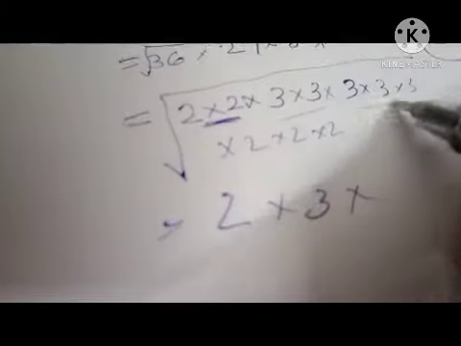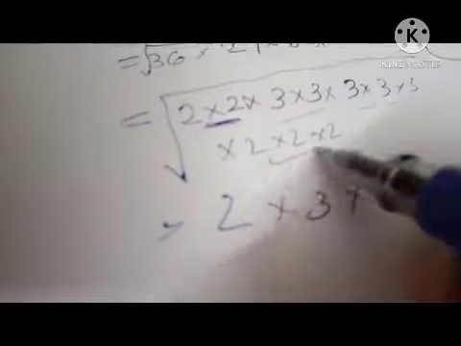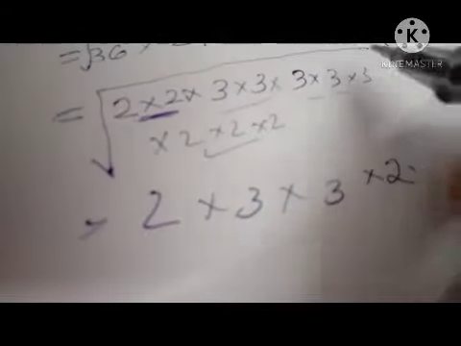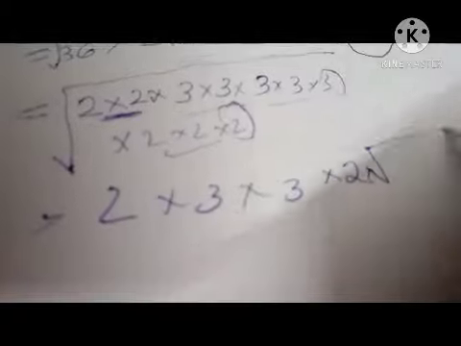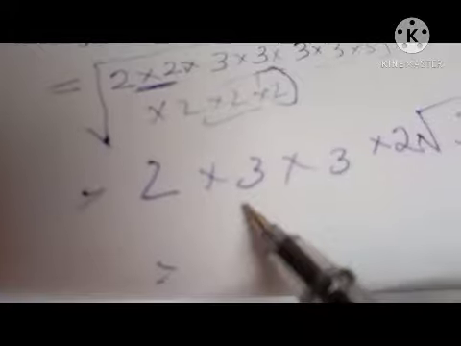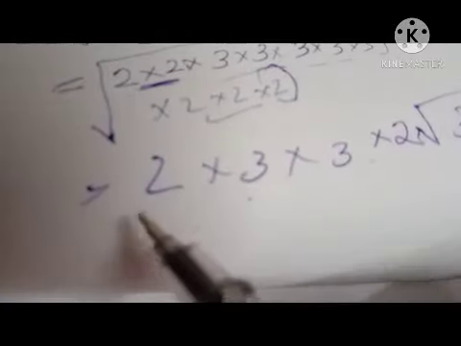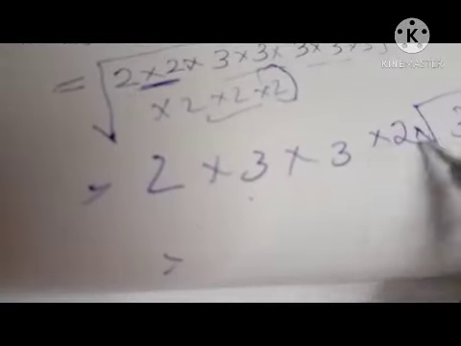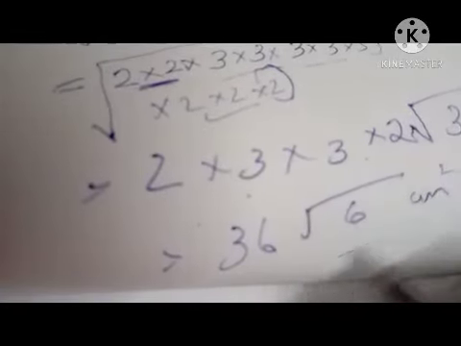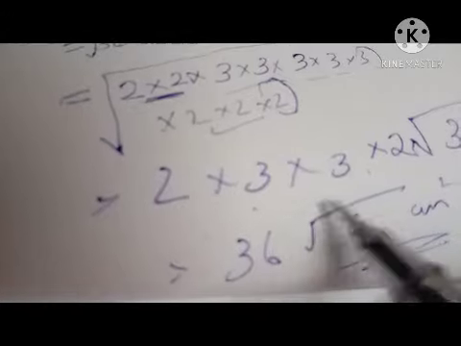Then we can pair that. So from each pair we can take the number outside: 2 into 3 into 3 into 2. Then this one 3 and one 2 has no pair, so we can write that in the square root symbol itself. That is equal to 2 into 3 is 6, 6 into 3 is 18, 18 into 2 is 36. So 36 root 6 centimeter square is the area of one tile.